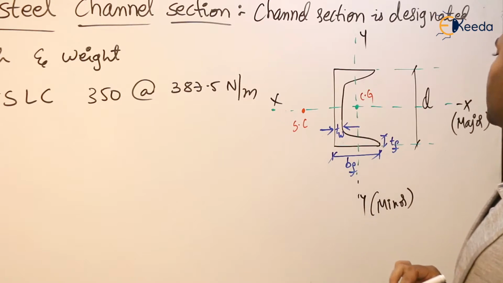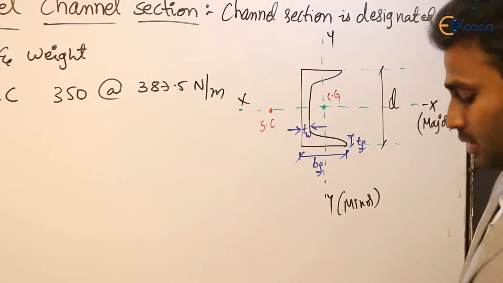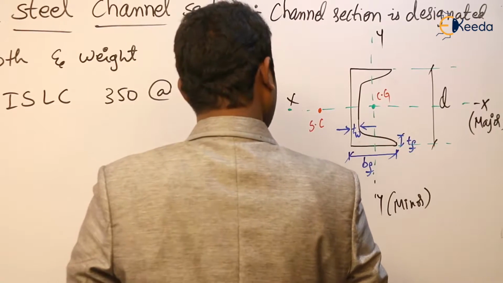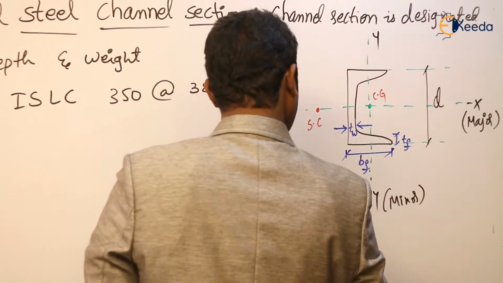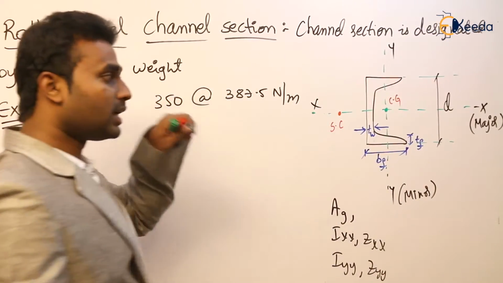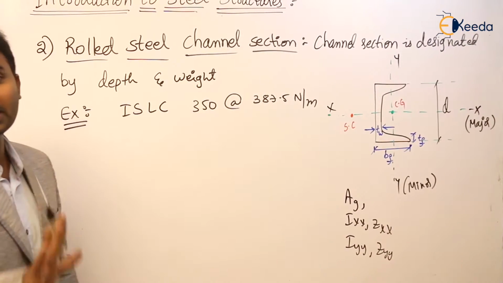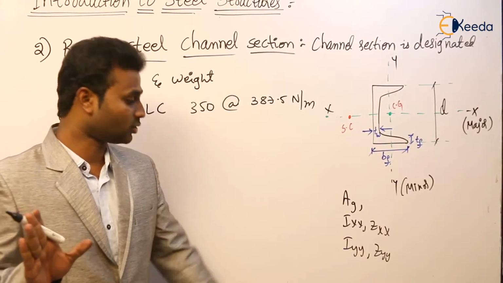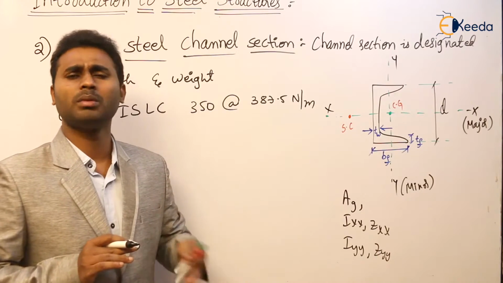TW. So in this everything is mentioned, and then the gross area AG, and then IXX, ZXX, and then IYY, ZYY. Like that, every detail about the channel section is mentioned in the steel table. Based on that, we find how much area is required. The provided area should be greater than or equal to the required area. By checking it, we have to provide that channel section as a beam or column, whatever it may be.